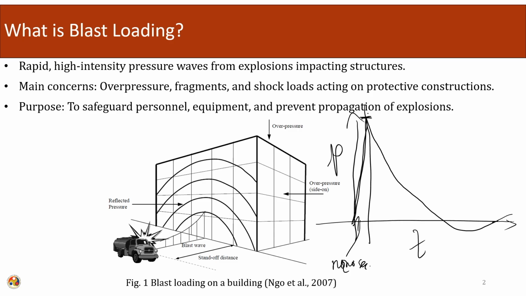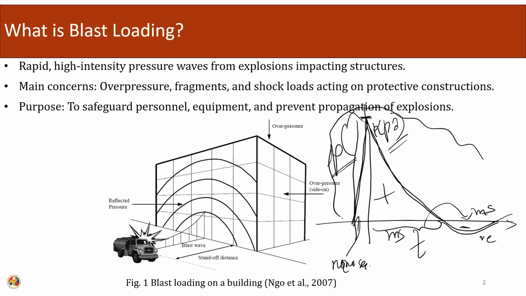After attaining a peak pressure, it tries to die down. And this regime is in milliseconds. So this is the positive phase duration, and after that the negative phase duration occurs. Both these two events are in the range of milliseconds. And the strength of the pressure, depending upon the explosion, can be in terms of kilopascals. This signature is known as a Friedlander's profile. It can be from the overpressure also, and it can be from the reflected pressure also. We will discuss what we mean by that.